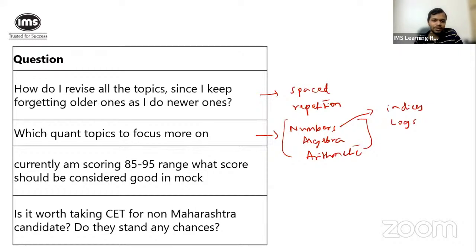Currently, I'm scoring 85 to 95. What score should be considered good in a mock? Okay, so I'll show you a table and you can take a screenshot and keep that table with you. It's there on the blog as well.